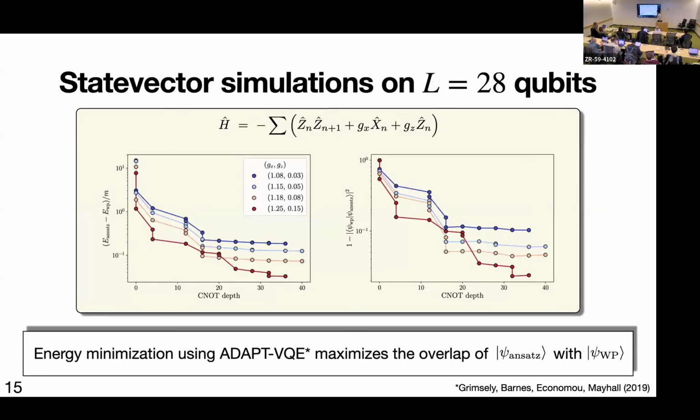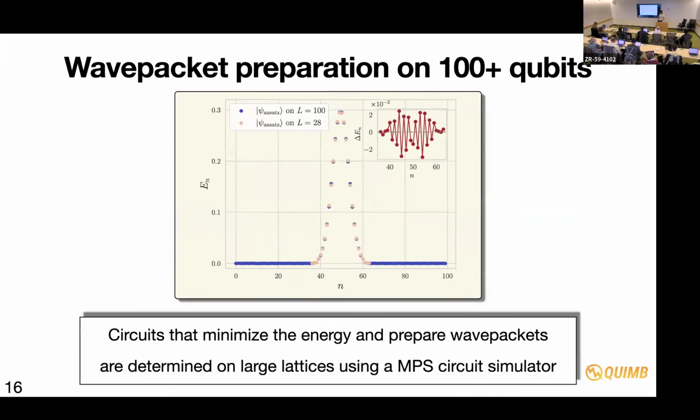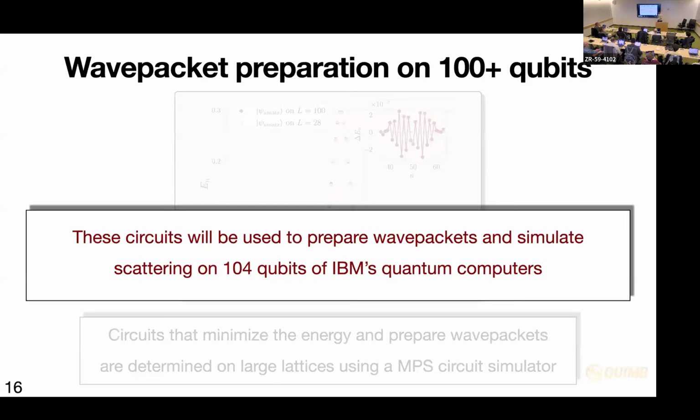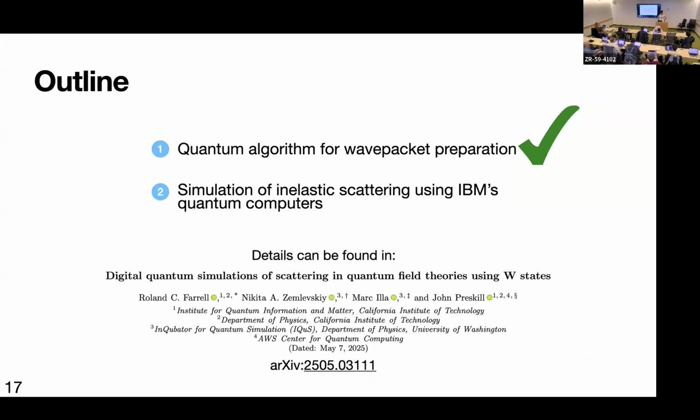Just briefly, we did state vector simulations on 28 qubits. We see that indeed minimizing the energy maximizes the fidelity. This works. And we're also able to do this optimization using an MPS circuit simulator on system sizes of 100 plus qubits, and again, this works. This concludes the first part of the talk. We're going to use these circuits we found with the MPS simulator to prepare these wave packet states on the quantum computer, and then time evolve on the quantum computer using Trotterization to simulate scattering.